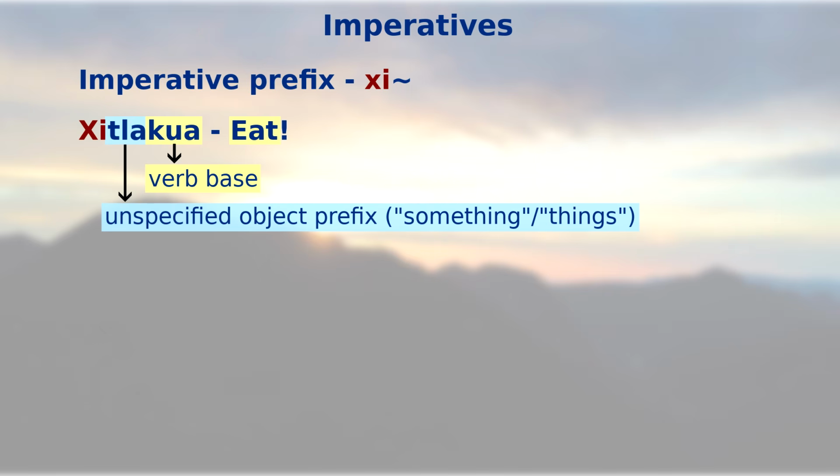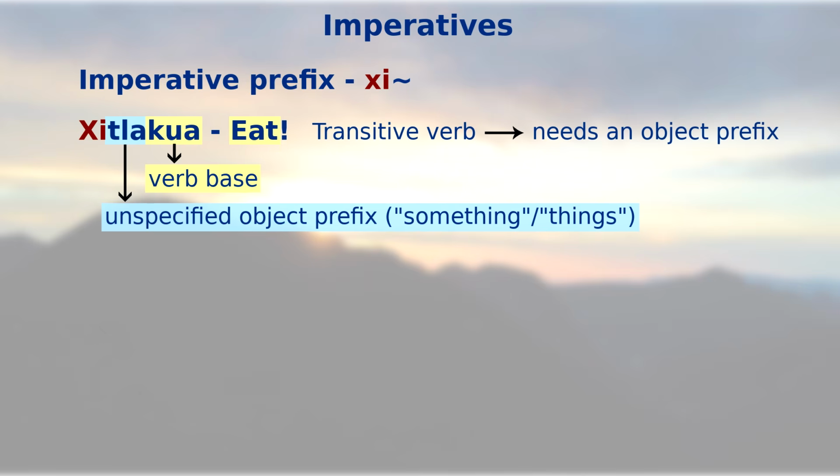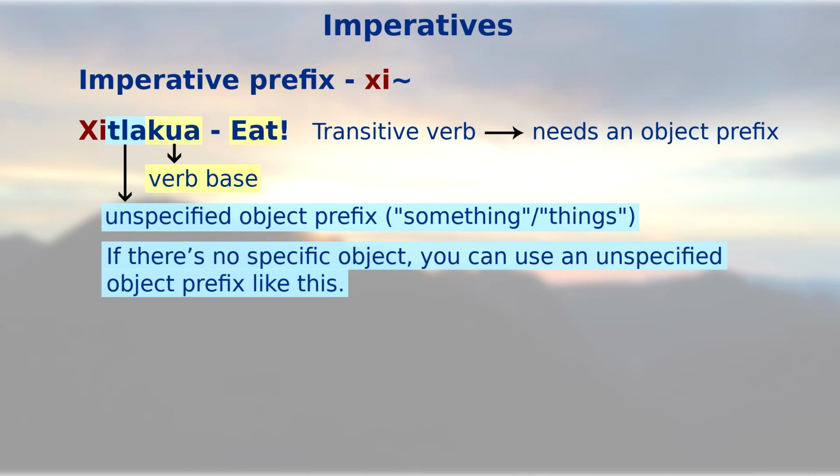Imperatives. The imperative prefix xi is used before the verb base. Xitlacua. Eat. The verb base is qua. So what's this? Tla. Tla is an unspecified object prefix, like things or something. This is a transitive verb, so it needs an object prefix of some sort. If there's no specific object, you can use an unspecified object prefix like this. Of course, there could be a different object prefix if it's referring to something specific.